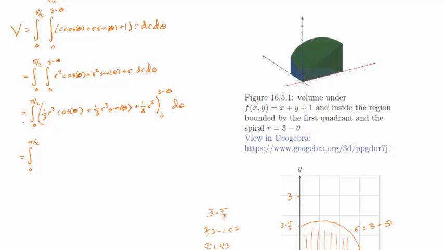I'll do this in steps for you. We have 1/3 times 3 minus theta cubed cosine of theta plus 1/3 3 minus theta cubed sine of theta plus 1/2 times 3 minus theta squared. When I plug in zeros, those all go away, so this is d theta now.